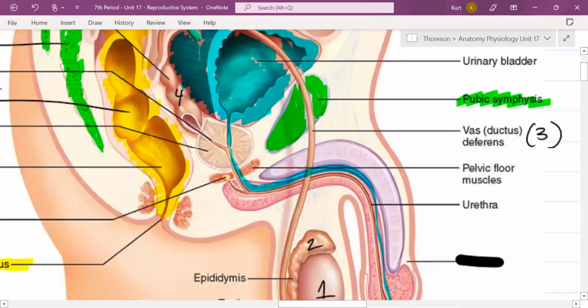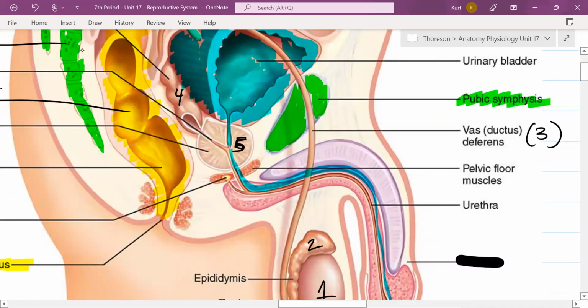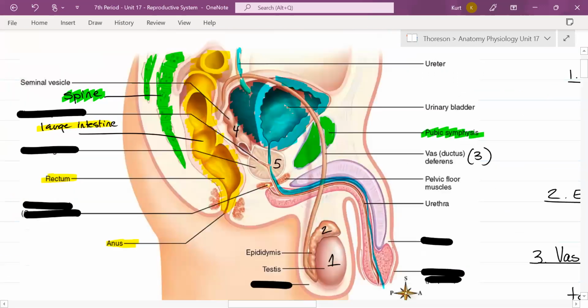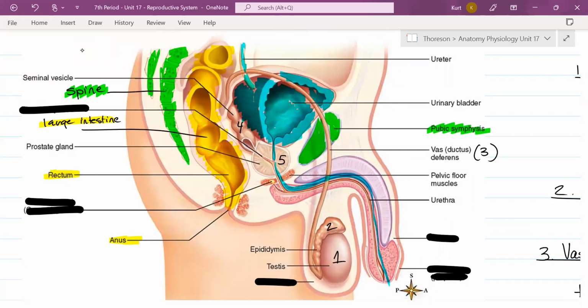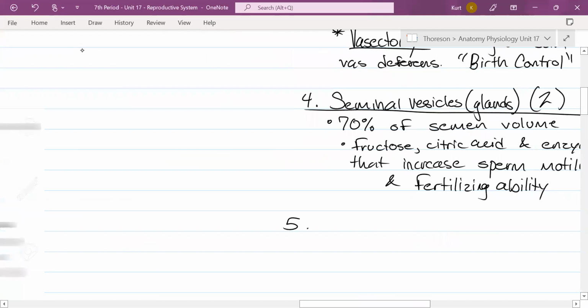Next, number 5, this structure right here. Anybody know what that is? That's the prostate. Number 5. This is where your urinary system and your reproductive system meet. This is where the urethra goes from 2 to 1. Number 5, the prostate. If men were bulletproof and they could live forever, every man would eventually get prostate cancer. Remember that fun fact.